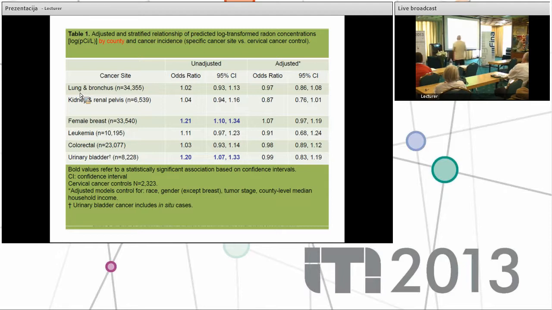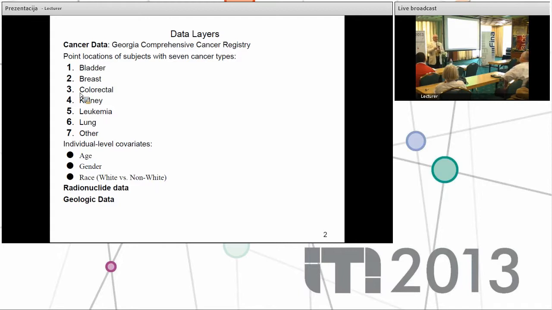And then this is the age-stratified relationship of log-transformed radon concentrations by county and cancer incidence. We had adjusted models adjusting for gender, race, tumor stage, and county level median household income. And so we looked at lung, kidney, and renal pelvis. Female breast cancer, again, unadjusted was 1.1, but when we adjusted for these factors, we really didn't find any significant difference in the radon concentrations. So this gives you an idea of the type of stuff that can be done.